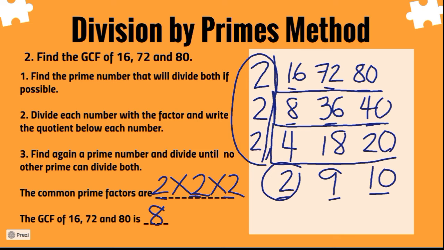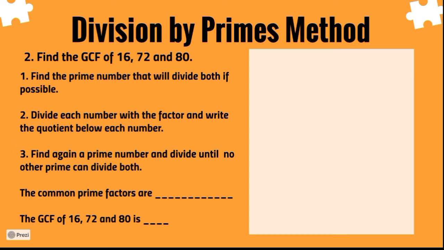So 16 divided by 8 is equal to 2. And 72 divided by 8 is equal to 9. And 80 divided by 8 is equal to 10. Kasi nga, ang 2 at ang 9 at ang 10 are relatively prime. Again, when we say relatively prime, there are no common factors aside sa 1. Okay? Next example number 3.